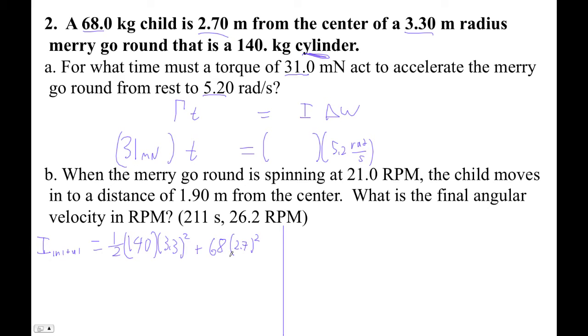Okay, so 0.5 times 140 times 3.3 squared plus 68 times 2.7 squared is 1258.02 kilogram meters squared. That's our initial moment of inertia. So 1258.02. And now we're ready. We can solve this. Go this times this, so times 5.2 divided by 31. And I guess we're solving for time. So time is 211 seconds.